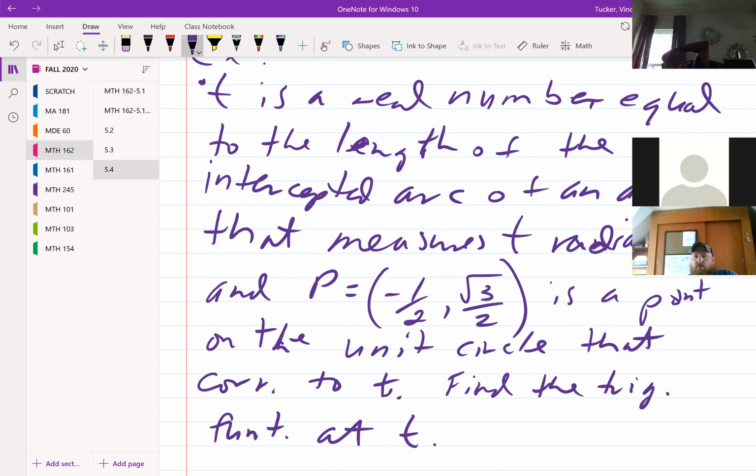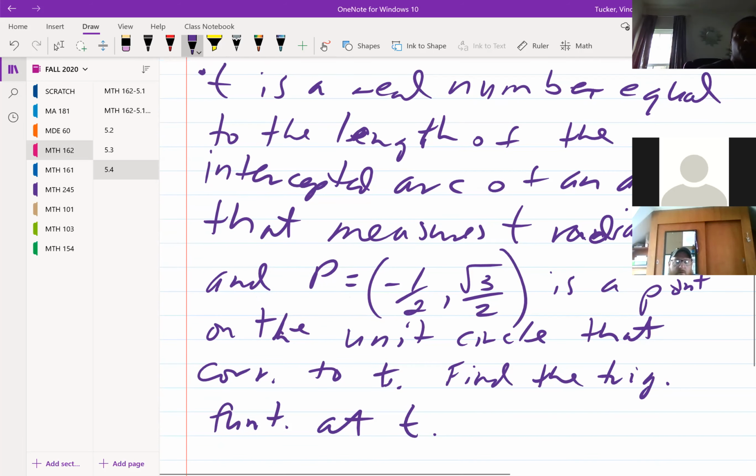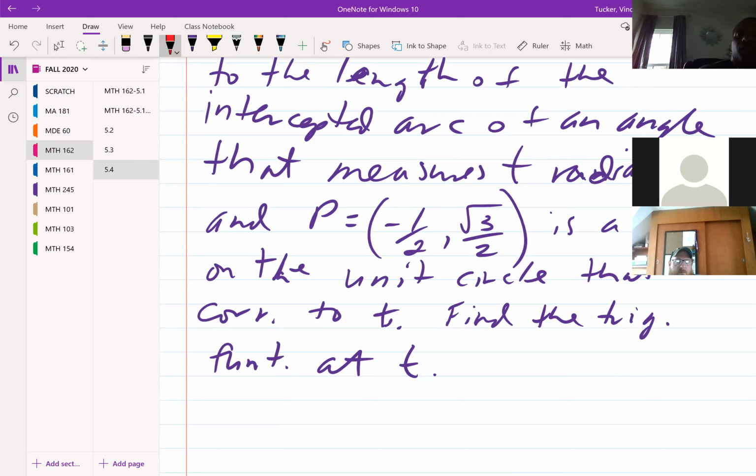All right, so it says t is a real number equal to the length of the intercepted arc of an angle that measures t radians. And P is going to be the coordinates negative 1/2, square root of 3 over 2, which is a point on the unit circle that corresponds to t. Find the trig functions at t. So basically, they're just asking you to apply the concept that we just mentioned.